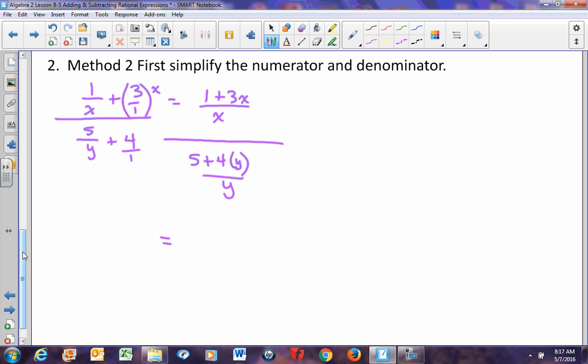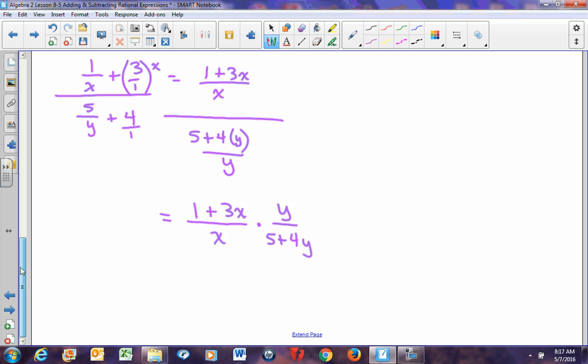And then what you do is you keep the first fraction, 1 plus 3x over x. Then you multiply it by the reciprocal of the second fraction, y over 5 plus 4y. And then you see if anything cancels out. Nothing does at this point in time. So I get y plus 3xy all over 5x plus 4xy. I get the same answer regardless of how I do it.